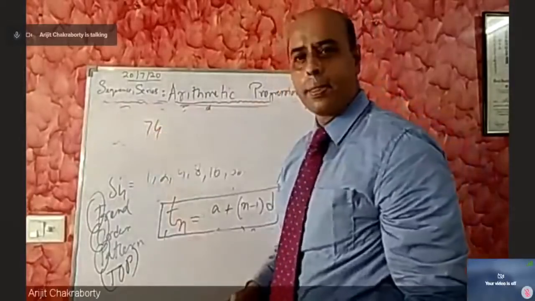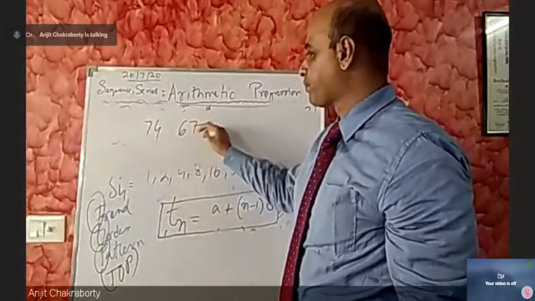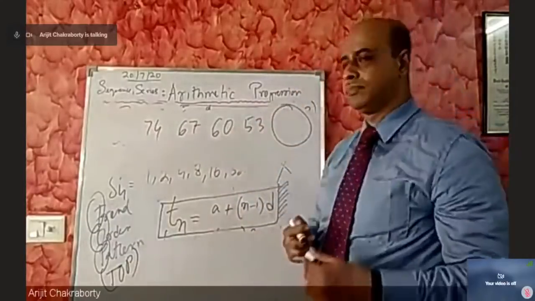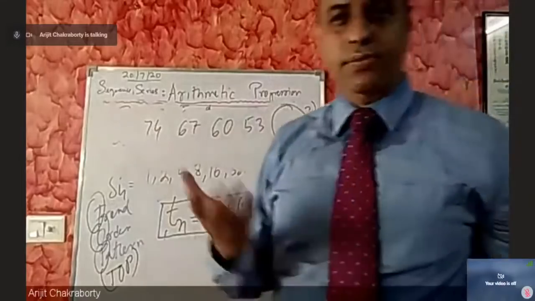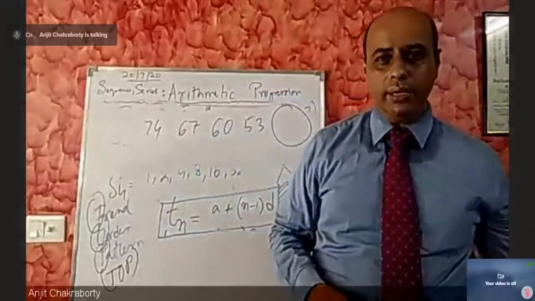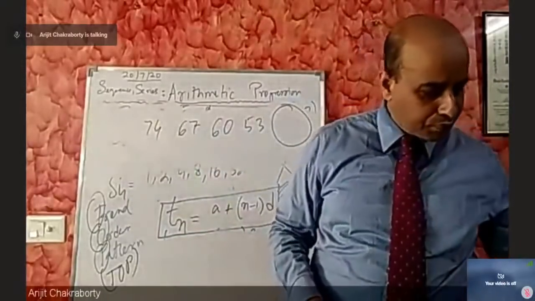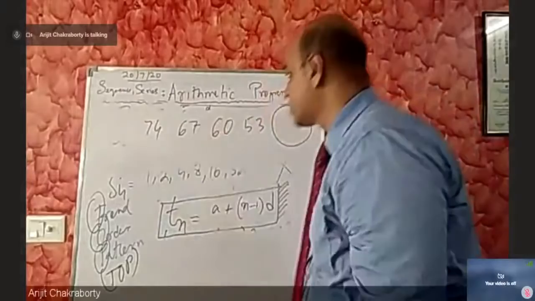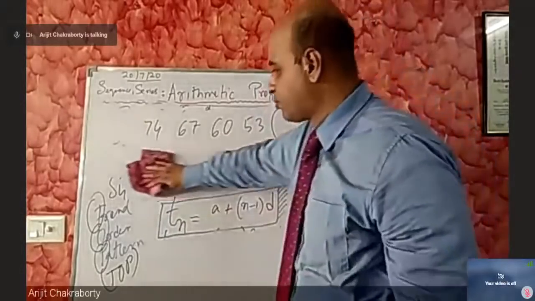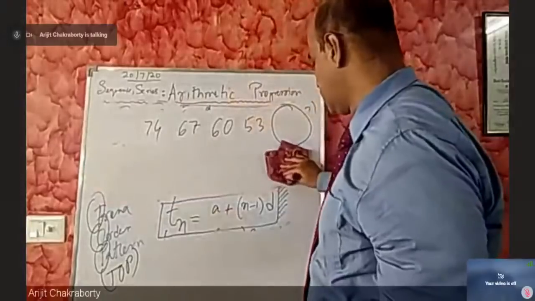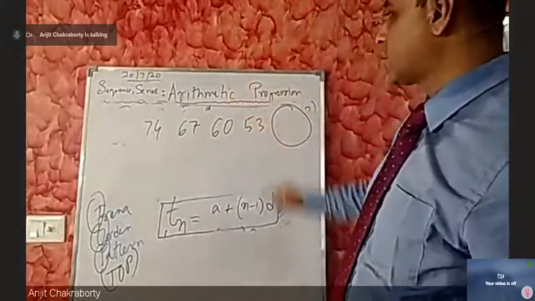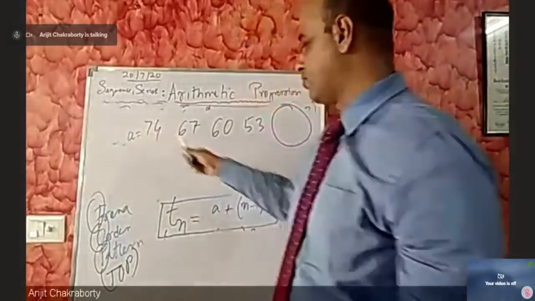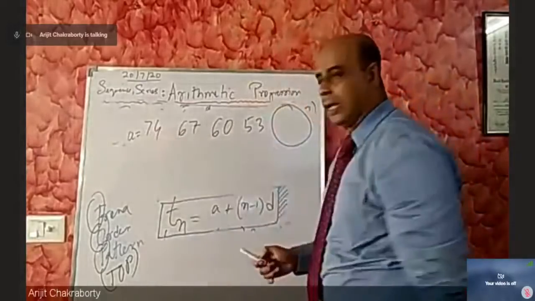74, 67, 60, 53. What will be the next term? Let us find out. Okay? So you are having 74, 67, 60 and 53. So you have to find the next term. So this is the first term. So I can write A equal to 74. Let us see the difference.